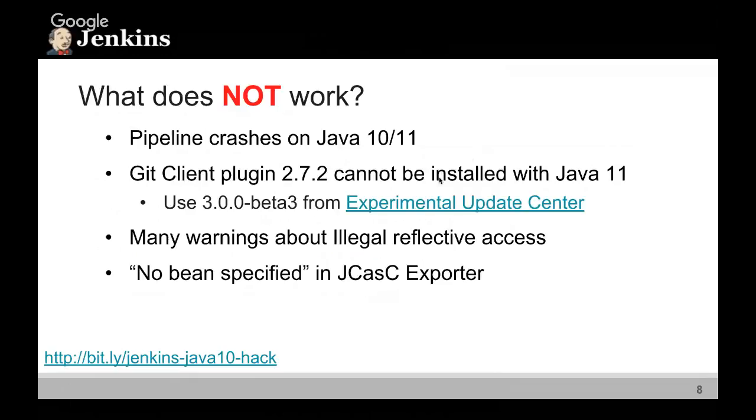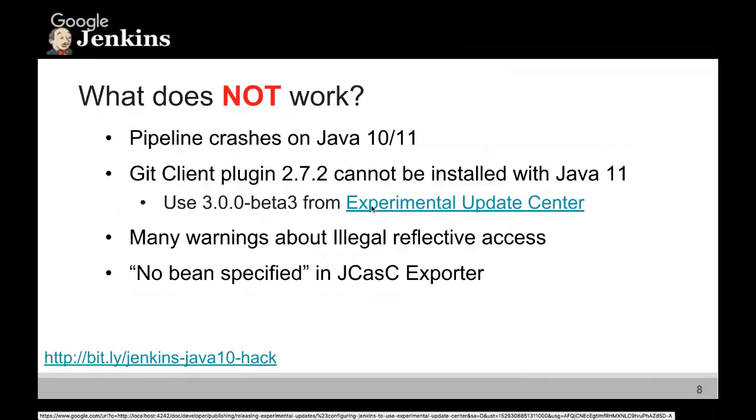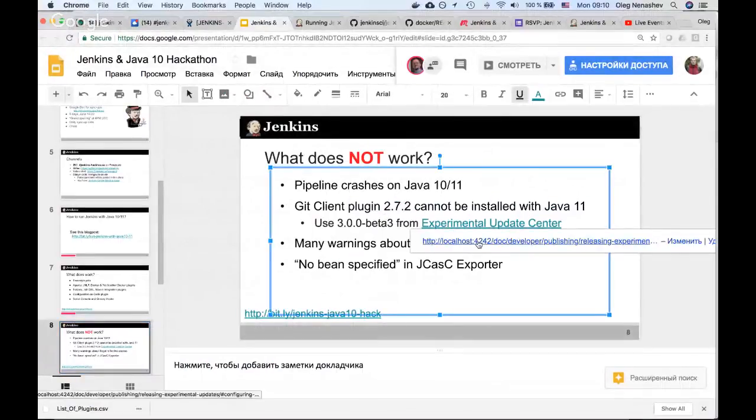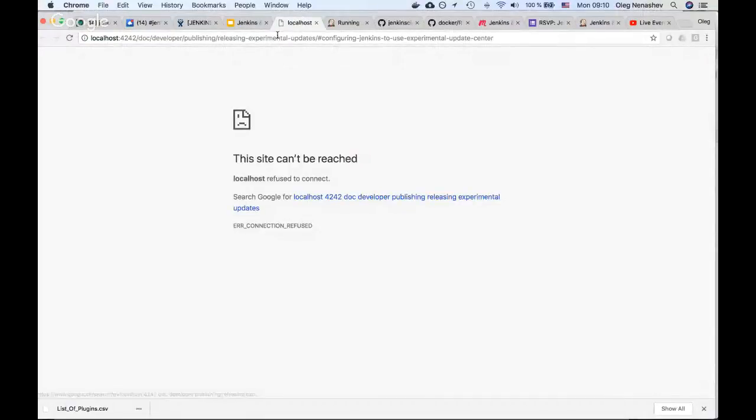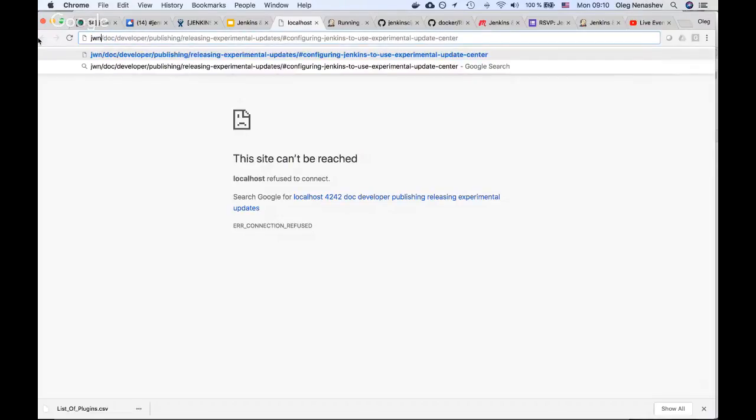We also know that for some cases, plugins cannot be installed with Java 11. So for example, Git client plugin, the version in the main update center doesn't work. So you would need to use experimental update center in order to get it running, as well as the entire Git stack. Okay, I've pasted here a link to my development server.